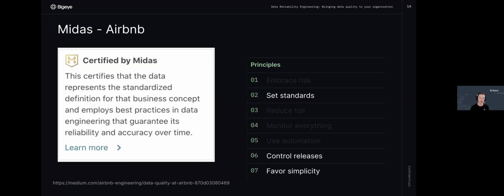This is a screenshot from the blog post. This is actually in their tool, in their data cataloging tool. And you can see that they even use the word reliability. Midas ensures that the data is reliable.